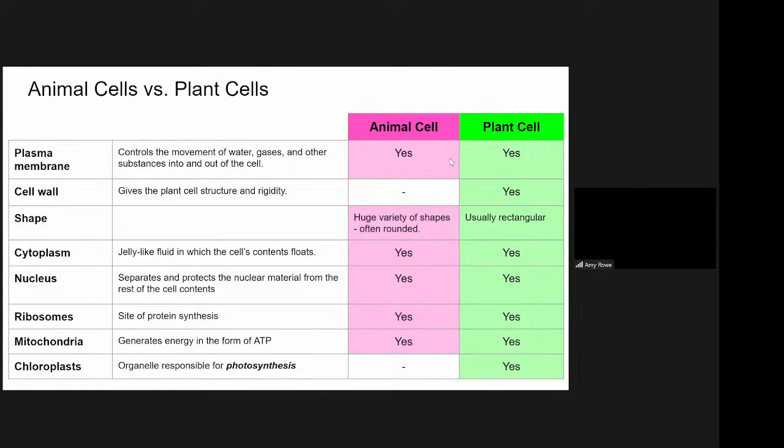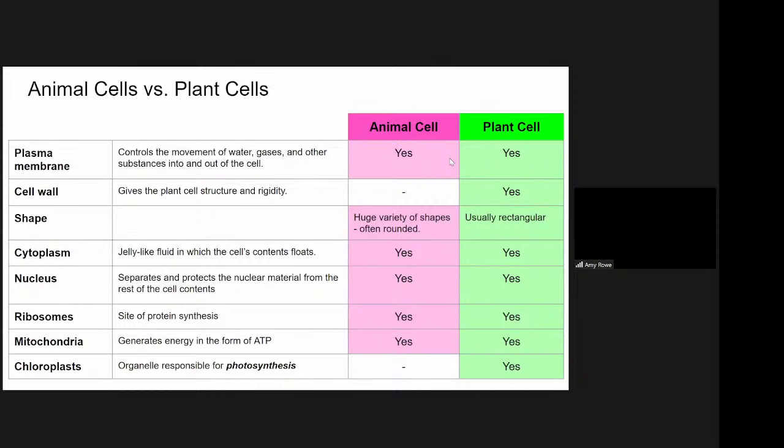You've got your nucleus, which again has a membrane around it, and it helps separate and protect the nuclear material, the DNA, from the rest of the cell's contents. We want to try and keep that DNA locked away, safe inside the nucleus. Ribosomes are the site of protein synthesis, found in both animal cells and plant cells. Mitochondria, found in both animal cells and plant cells.